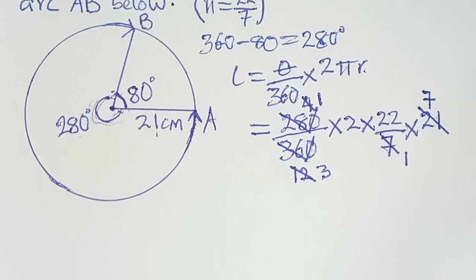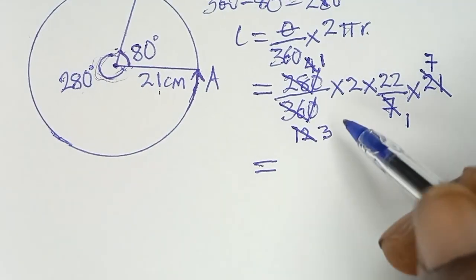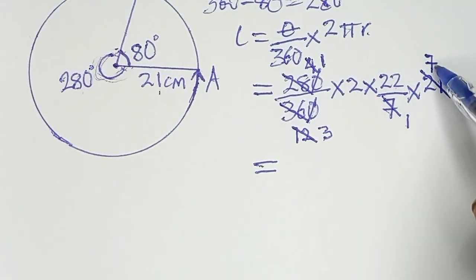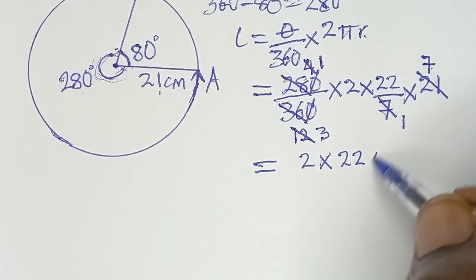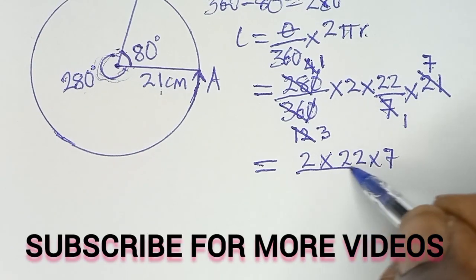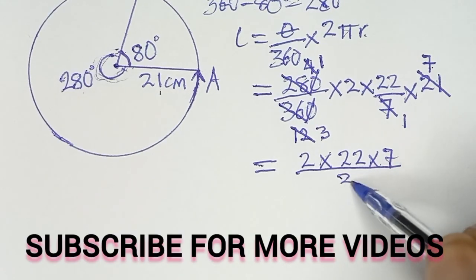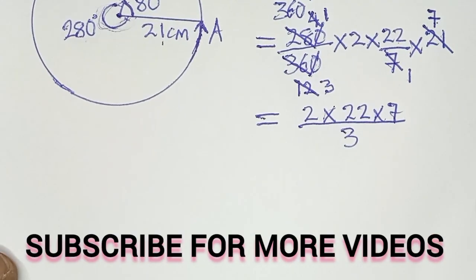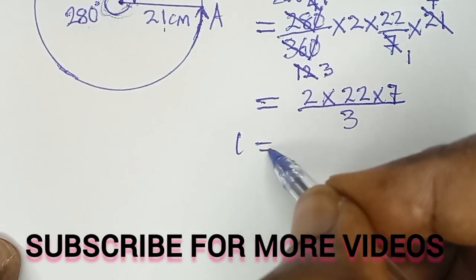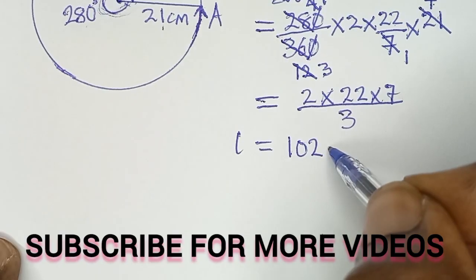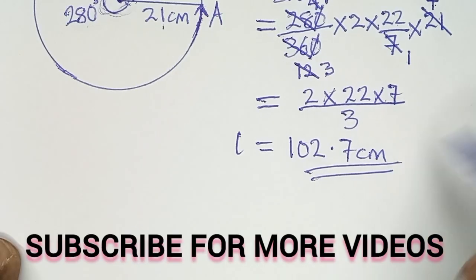So with this now, what we have left in the numerator is 2 multiplied by 22 multiplied by 7. So I have 2 times 22 times 7, all divided by, what I have left in the denominator is only this 3 here, all divided by 3. And then by the time we take our calculator and divide that, we are going to get the length of the arc as 102.7 centimeters. So this is the length of the major arc.